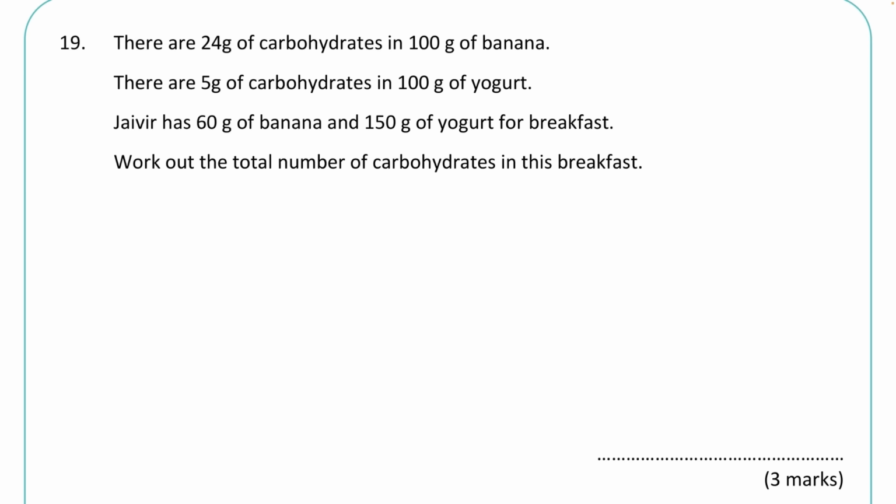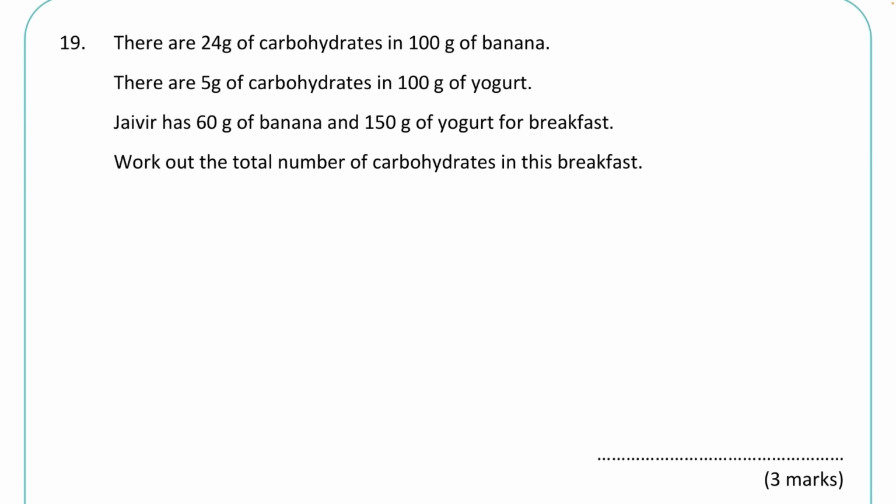Okay, so on to question 19. We have some direct proportion. It says here there are 24 grams of carbohydrates in 100 grams of banana, and there are 5 grams of carbohydrates in 100 grams of yogurt. Javier has 60 grams of banana and 150 grams of yogurt for breakfast. Work out the total number of carbohydrates in this breakfast.